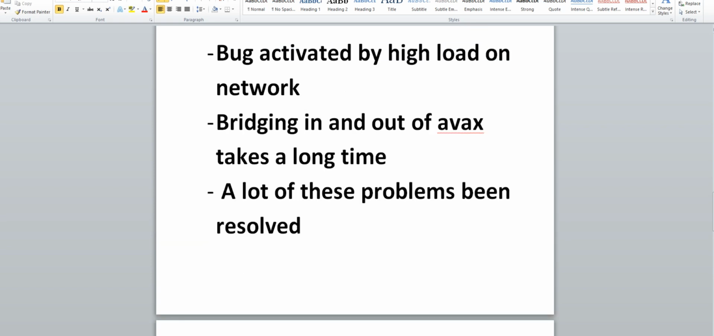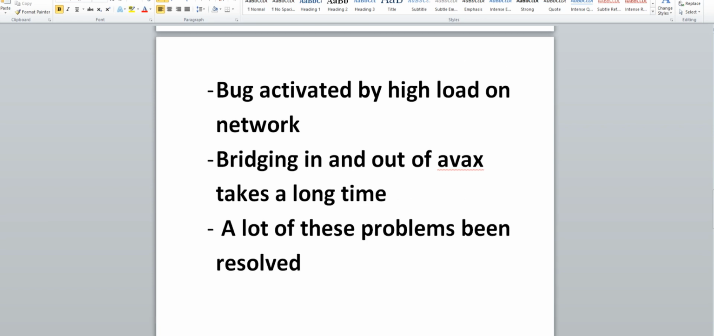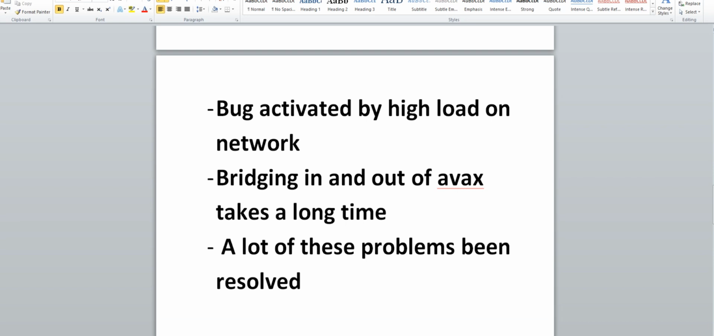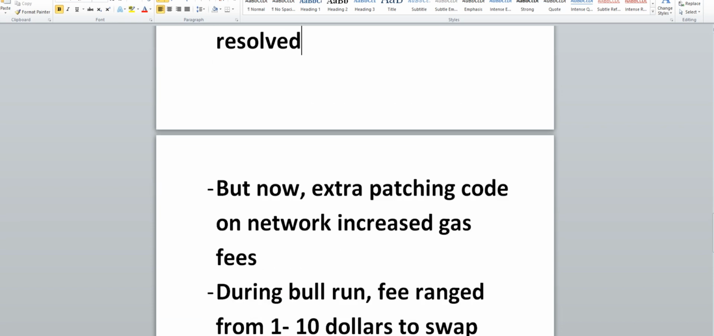And now if we go back to the article that I just mentioned, those high gas fees are caused by the extra patching that was implemented into the chain because of their bugs, because it's so hard to bridge on and off AVAX, and because of the connectivity issues to certain dApps. So that's why gas fees increased on the Avalanche network.